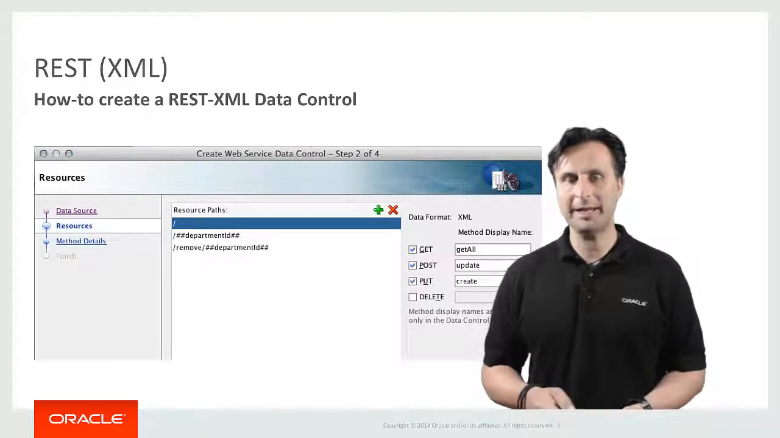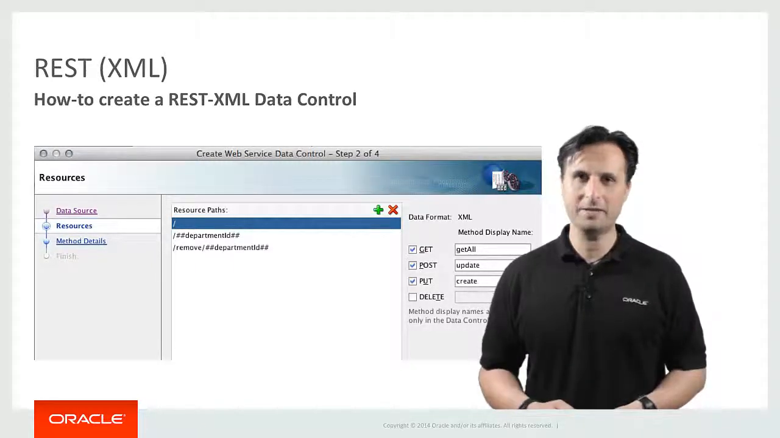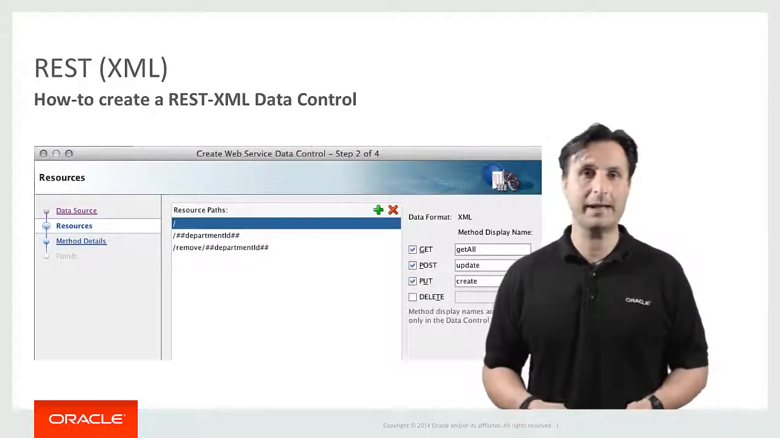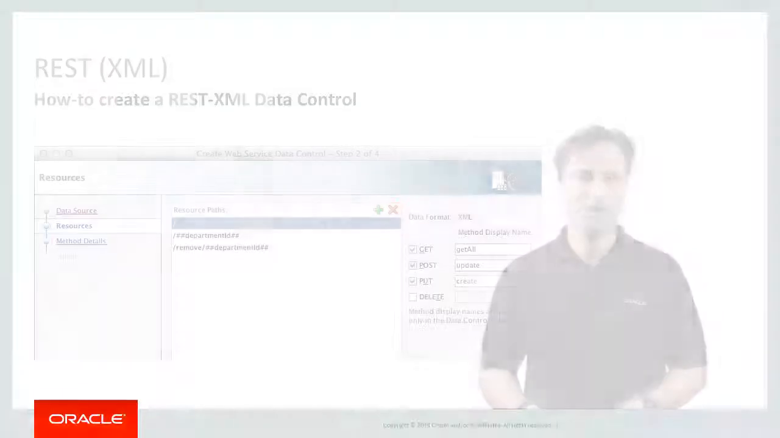You see hash hash name hash hash. Now that's our way of telling the framework, now this is a variable, this information will be passed in at runtime. It doesn't exist yet.